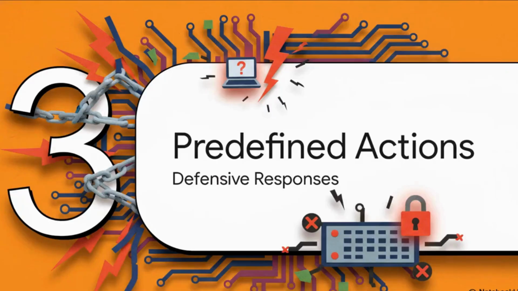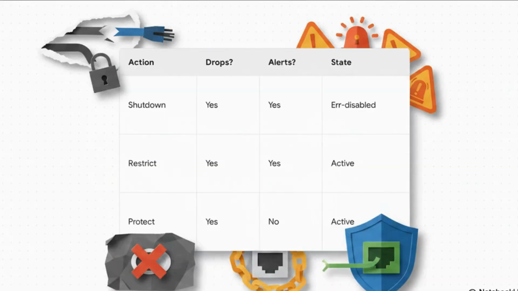Which brings us to Section 3, Predefined Actions and Defensive Responses. So, what actually happens when the rule breakers show up? You really need to understand these 3 predefined violation actions. They range from a silent rejection to a full-blown lockdown. You've got shutdown, restrict, and protect. Let's look at how each one fundamentally alters the state of the port.